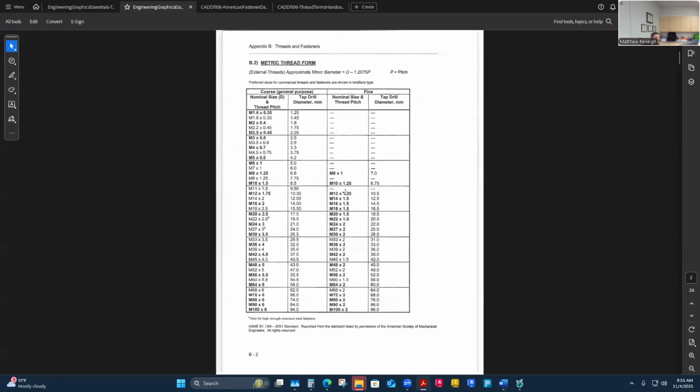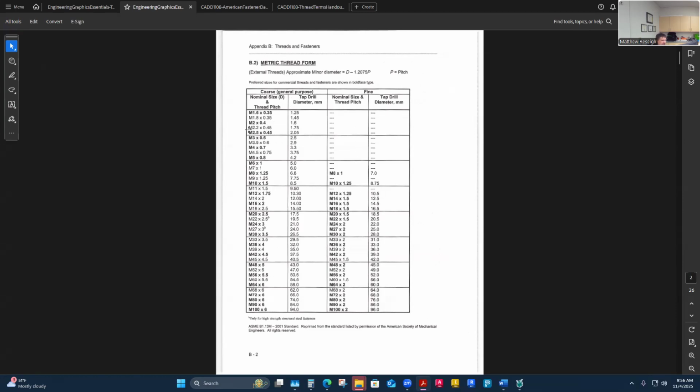So I'm looking for an M3 in coarse, right? Here's kind of my nominal sizes column. I'm going to have my tap drill diameter, which is where that column comes into play if I have to cut internal threads. And then for coarse, and then I have some fine threads as well.